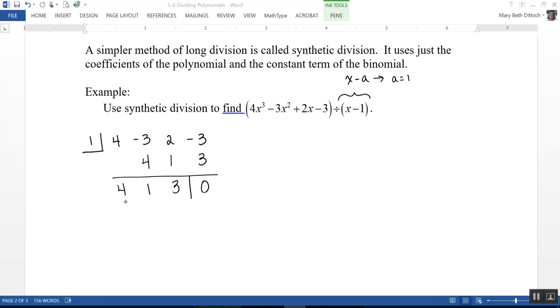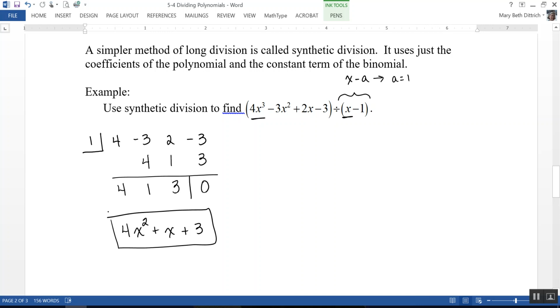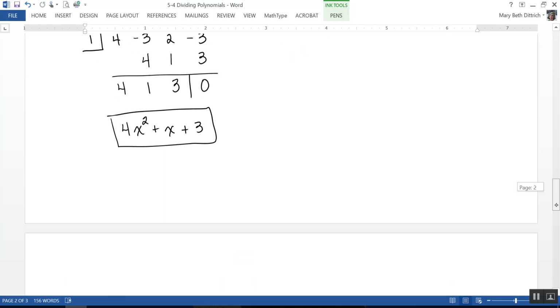So what I need to do here is add my x's in. So these are my coefficients, but what is my highest power of x? Well, looking back here, I had an x to the third that I was dividing by an x, so that means my answer is going to have an x squared. So this 4 is the coefficient of x squared, and then I just go down. Plus 1x plus 3. Oops, sorry about that. And this is my solution. I really like synthetic division. It's nice and easy.